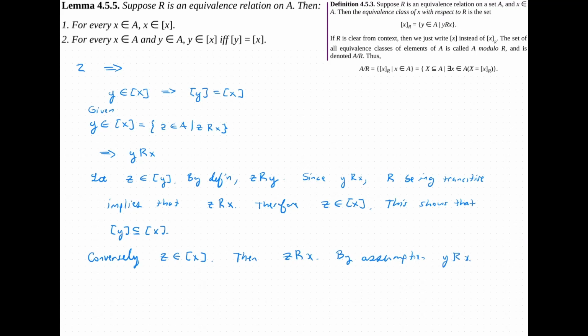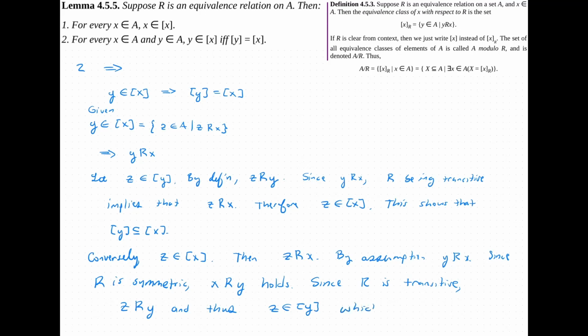But the relation is an equivalence relation, so it is symmetric. So since R is symmetric, we have that X R Y holds. And now we use transitivity again. So now we have Z R X, X R Y, and since R is transitive, we have that now Z is related to Y, and thus we have that Z is in the equivalence class of Y, which shows that the equivalence class of X is a subset of the equivalence class of Y, therefore they're equal. And so that's the idea for that direction.